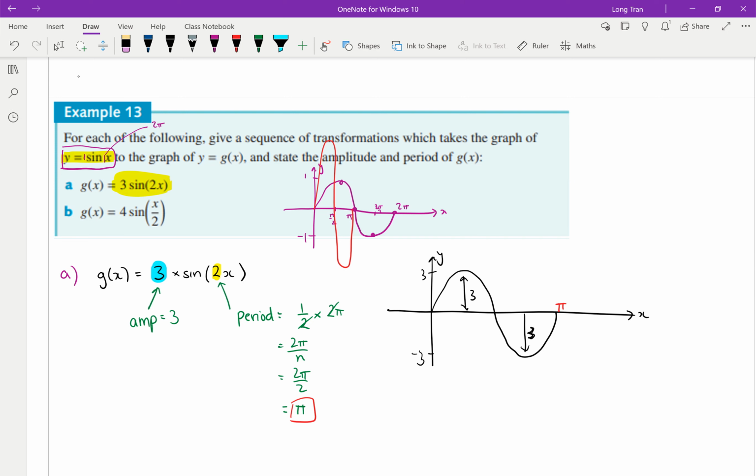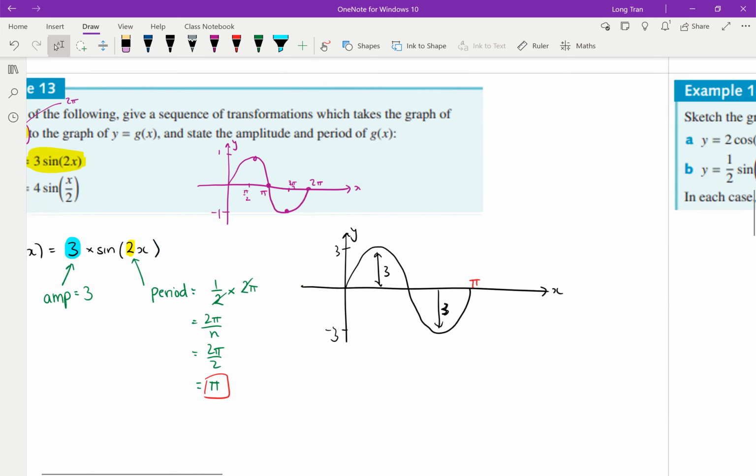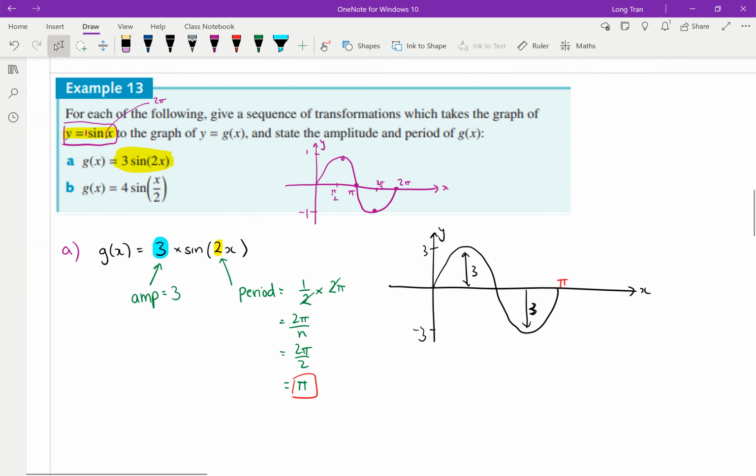Okay? All right, so now to describe the transformation. So state the amplitude, state the period, done, sweet. What's the sequence of transformations? Well, I've done A, and if you were to write it properly, this is what you're saying. You're saying a dilation of factor 3, okay, so you're stretching it vertically. So a dilation of factor 3 from the x-axis. Why the x-axis?